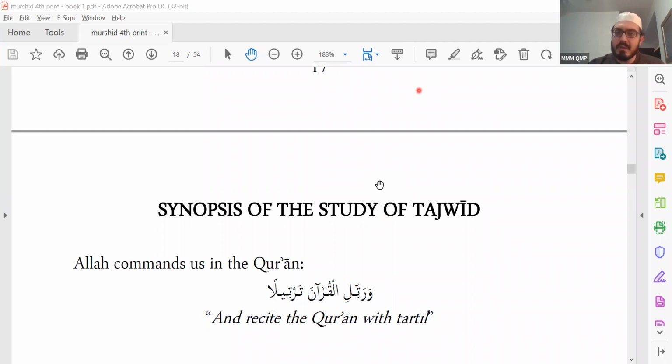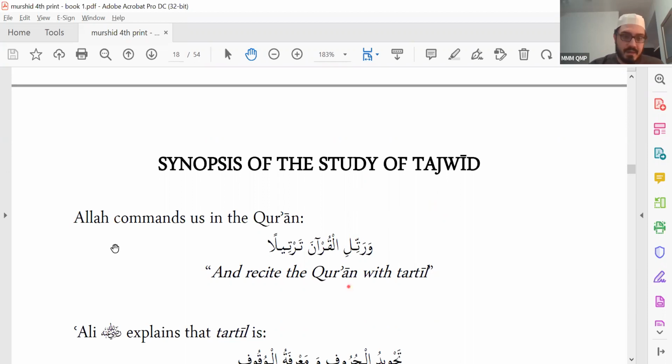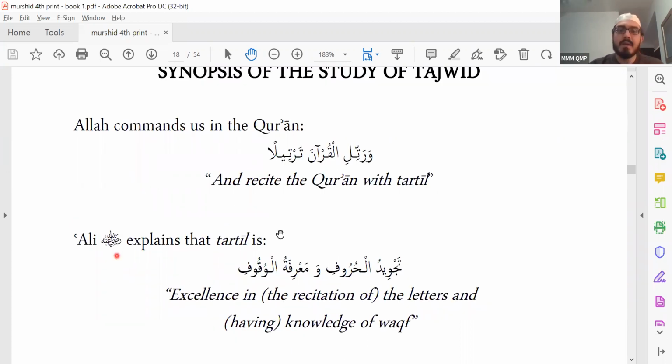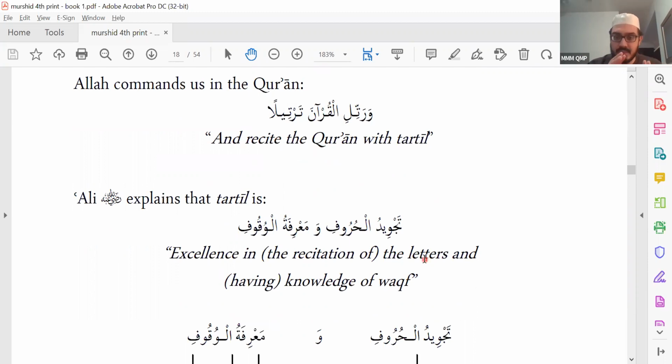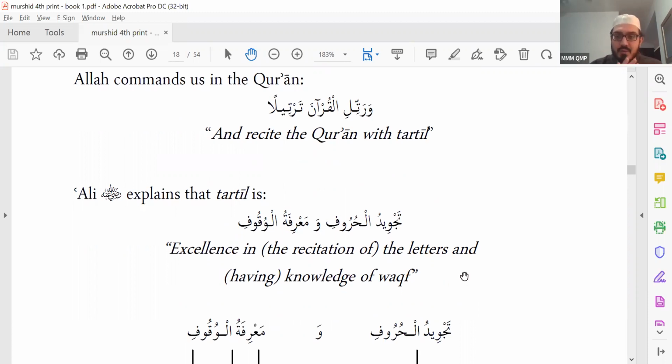Okay, so the scholars differed. What does tartil mean, right? And some of you said, for example, to recite slowly. Okay, وَرَتِّلِ الْقُرْآنَ تَرْتِيلًا, وَرَتَّلْنَاهُ تَرْتِيلًا. Is it slowly? Now, what does the author say here? He says that, and he's taking this from Ali radiallahu anhu, tartil is, and you'll see this definition in a lot of books of Tajweed, because we're teaching Tajweed, that it is Tajweed al-huruf wa ma'rifat al-wuquf. Very beautiful definition. That it is knowing or excellence in the recitation of the letters and having knowledge of waqf.